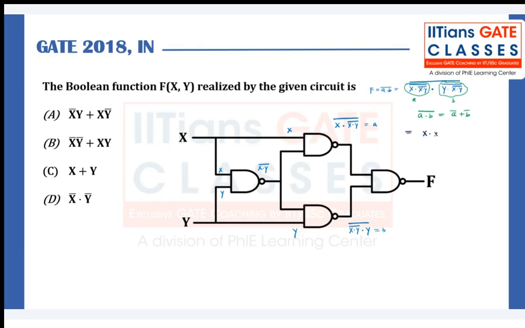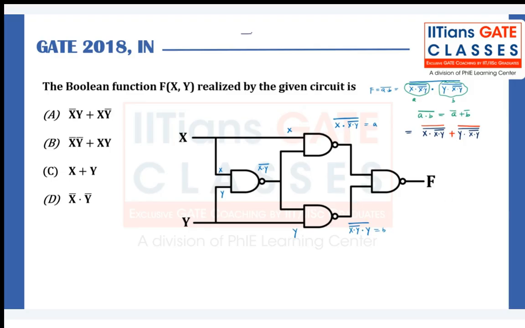Can we simplify this? So this will be X dot Y bar, dot will be converted to plus, Y dot X dot Y bar. Whatever dot and whatever bar we have, we converted. I have just split the bar half and half, and dot I converted to plus. This is the basic De Morgan's theorem. Next.